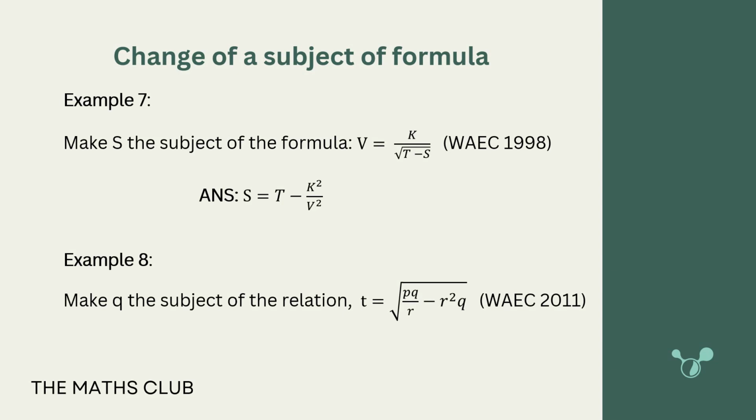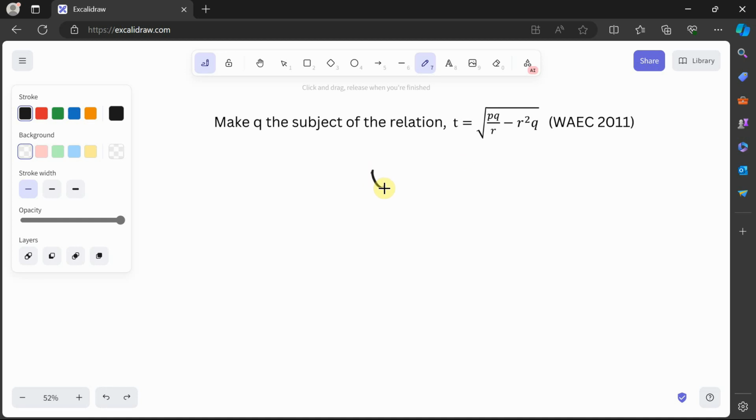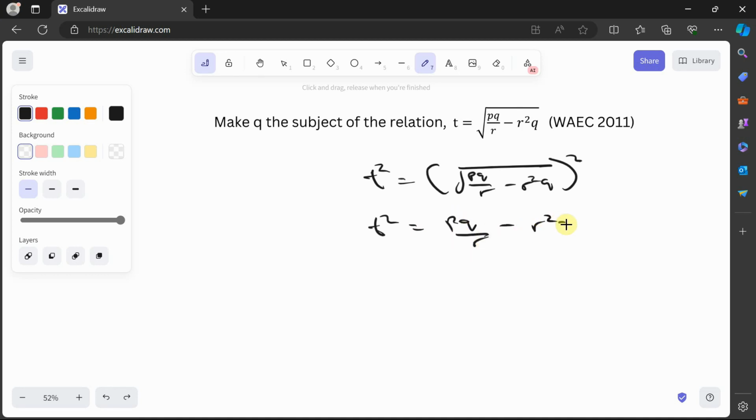Welcome back. Let's solve it together. So taking the square root of both sides, t squared is equal to the square root of pq all over r minus r squared q all squared. So t squared is equal to pq over r minus r squared q, right?